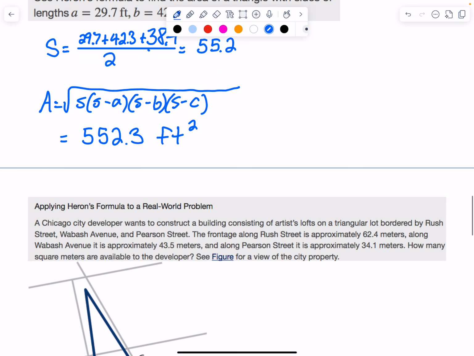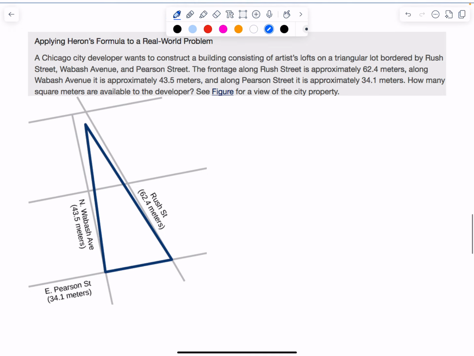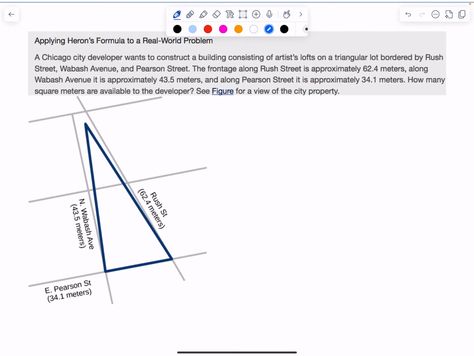Okay, one more real world application problem. In Chicago, there is a city cross section. I don't even know what you would call that. It's not a sector or anything, but we can look at it like a triangle, even though we have this weird thing up here. We can get a rough estimate for the area if I just know all three sides. They gave us all three sides: Rush Street, Wabash Avenue, Pearson Street, and the length of each one. And this is how many square meters are available to this developer.